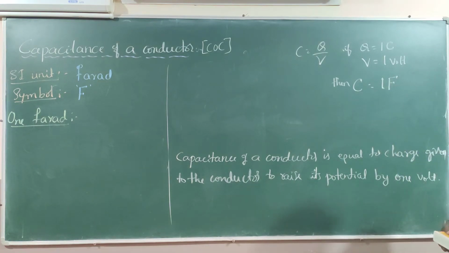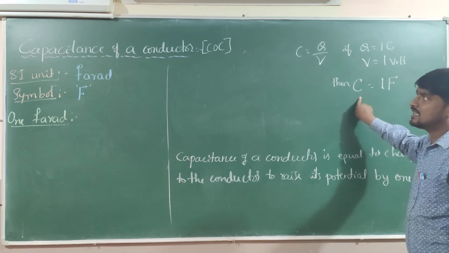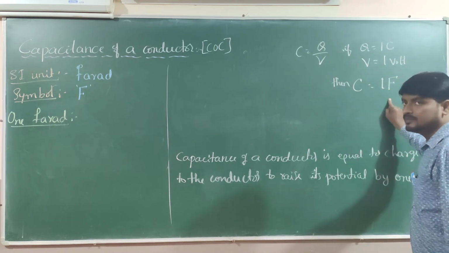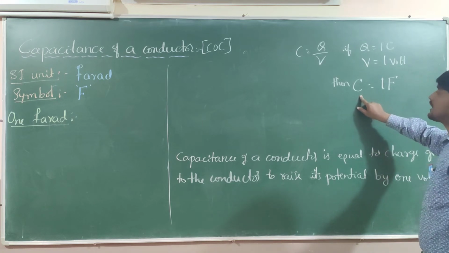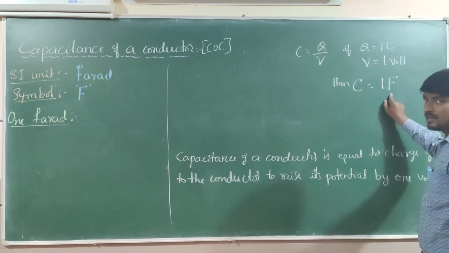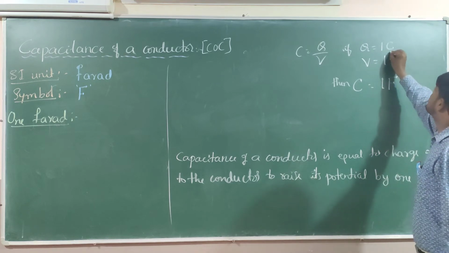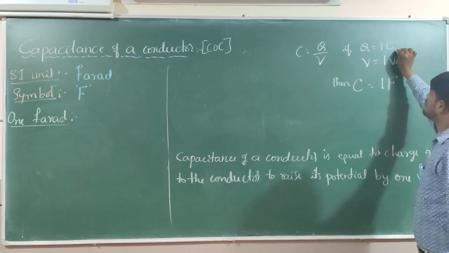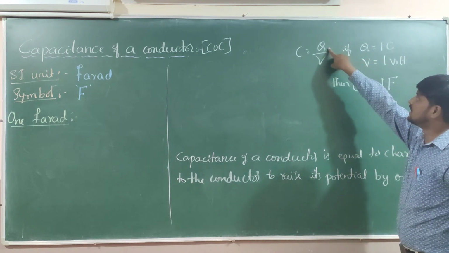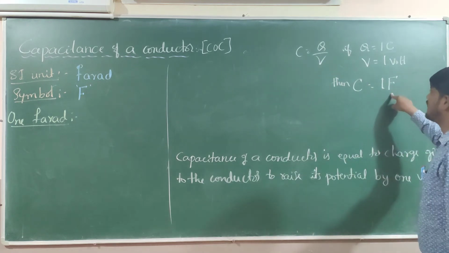How to define this? Very simple. The capacitance of a conductor is said to be 1 farad, or is called 1 farad, when 1 coulomb of charge is given to the conductor. I repeat, 1 coulomb of charge is given to the conductor to raise its potential by 1 volt. That definition I have to write.